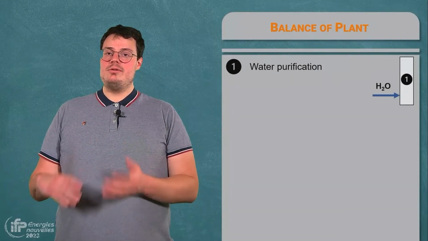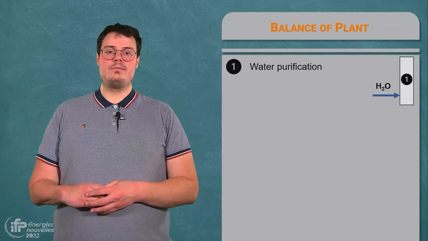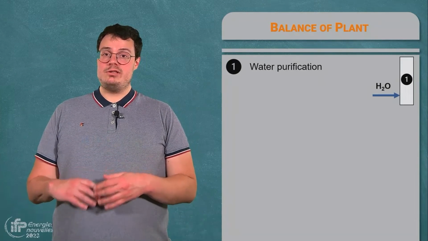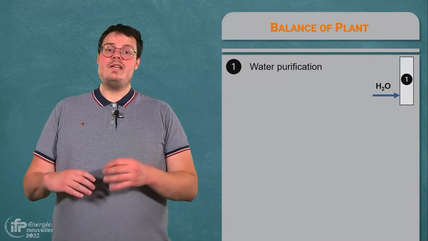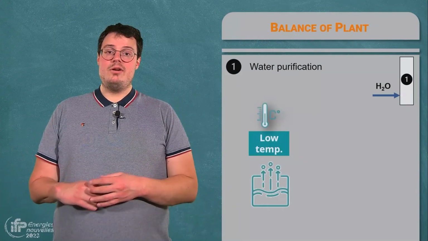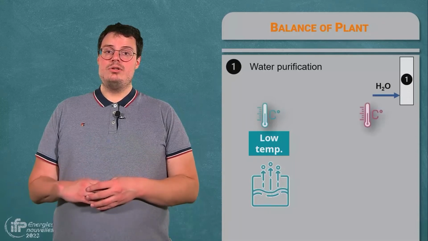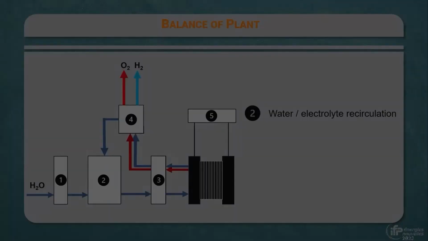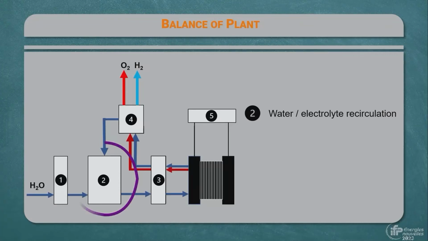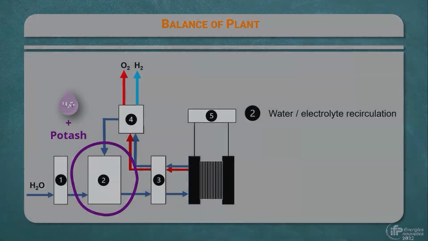Depending on the technology used, this step will differ. Low temperature technologies require water with a high level of purity. The water needs to be deionized. In a high temperature electrolyzer, the water not only has to be deionized, but vaporized too. The recirculation stage is also a stage where pure water is mixed with potash in alkaline electrolyzers.